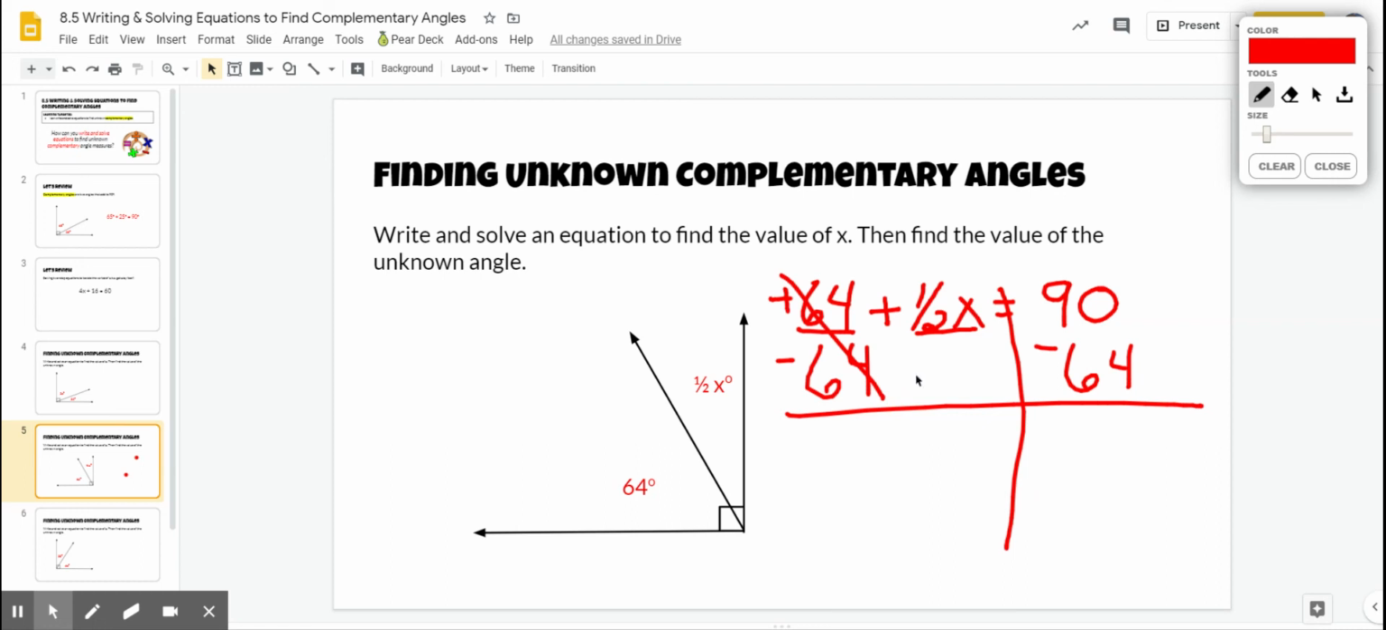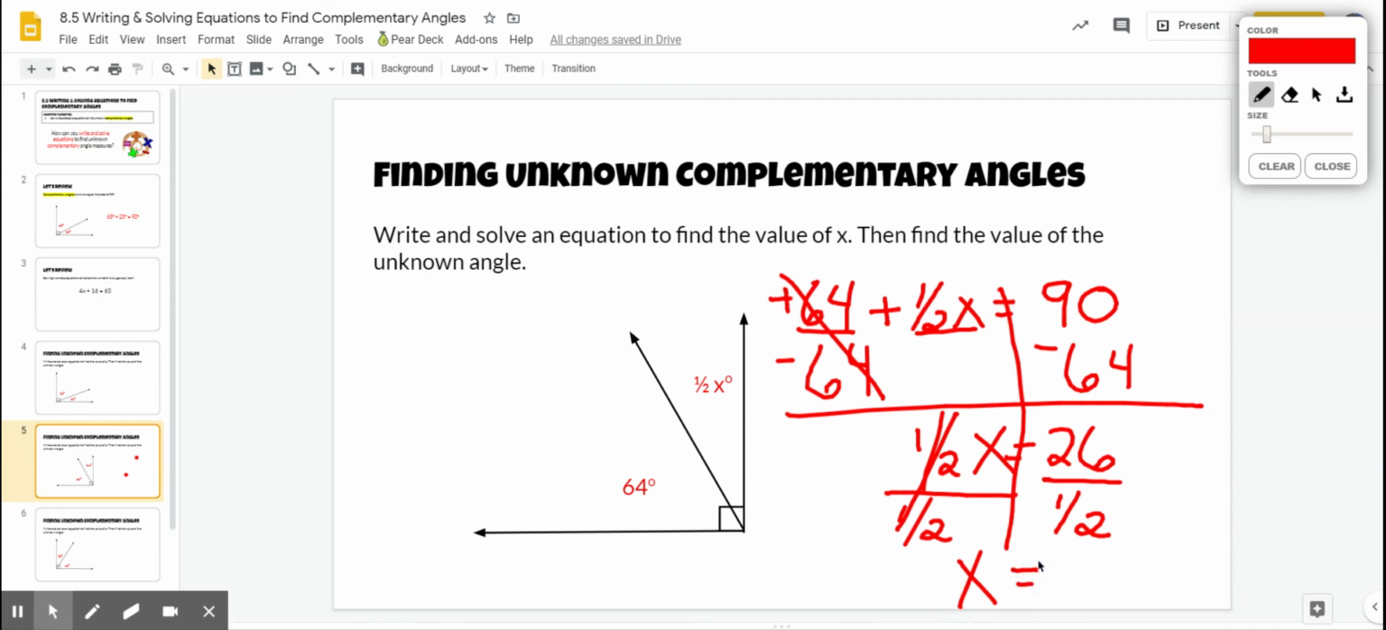When I subtract, that leaves me with 1/2 x on this side, 1/2 times x on this side, and 90 minus 64 is going to leave me on this side with 26. Okay. My last step here, I have a 1/2 times x, so I need to do the inverse, which means I'm going to divide by 1/2. And you could also divide by 0.5 on your calculator if you don't have a fraction key. So you could, instead of putting in the fraction 1/2, use 0.5. These cancel.